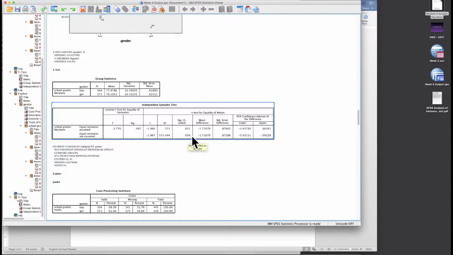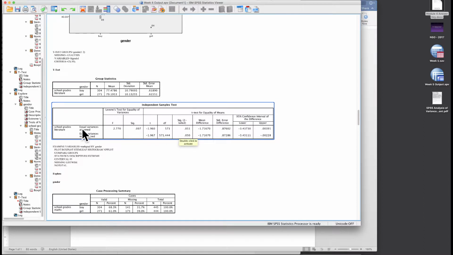And so when you report this, you will report equal variances were assumed, t equals negative 1.96, and the p equals 0.051. If we pretended that this was 0.049 and you had a significant finding here for the test of equality of variance, then you would say equal variances were not assumed, t equals negative 1.967, p equals 0.49. Now that's pretend, that's not what we see on this output, but that's how you would choose which row you're going to report on.